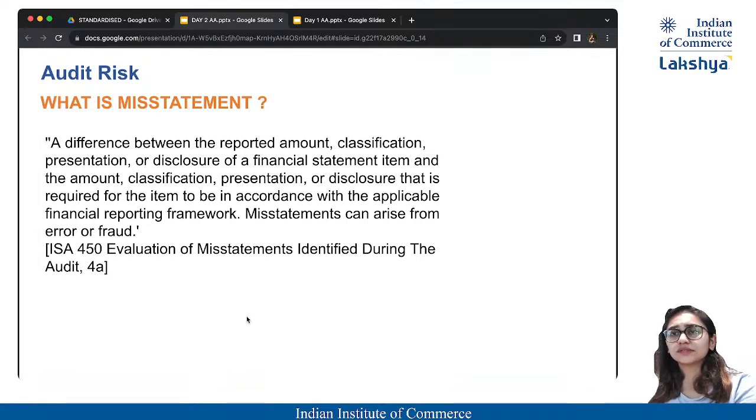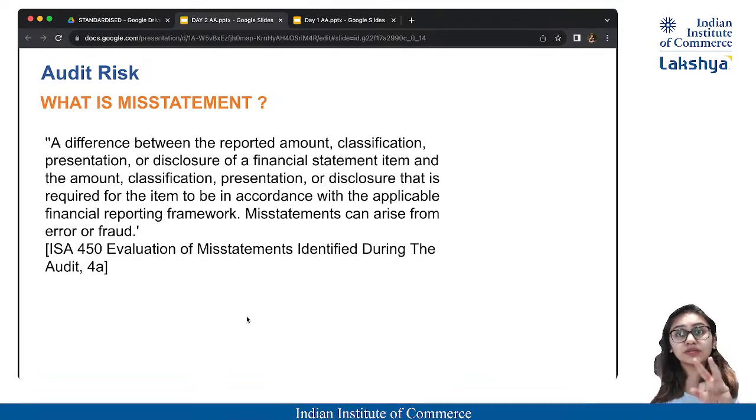What is a misstatement in audit? Misstatement means a mistake. What is a misstatement in the audit? A difference between the reported amount, classification, presentation or disclosure of a financial statement item and the amount, classification, presentation or disclosure that is required for an item to be in accordance with the applicable financial reporting framework.